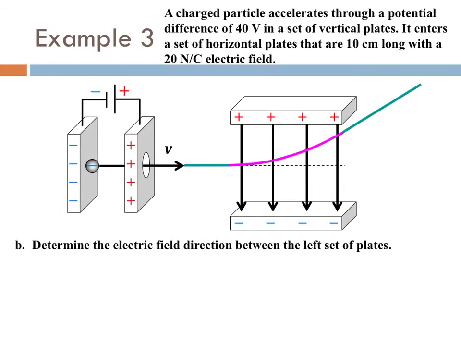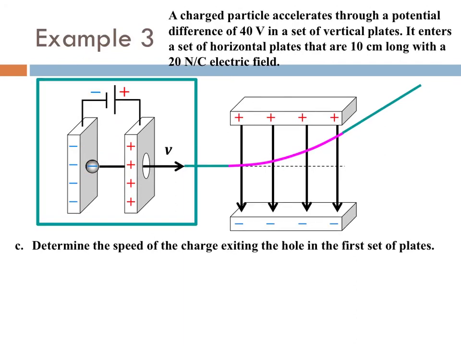Now, this part asks us to determine the electric field direction between the left set of plates. So our electric field, again, goes from high to low, or positive to negative. So our electric field is actually going like this. Now we're asked to determine the speed of the charge exiting the hole in the first set of plates. This is identical to the first example we did in this section.